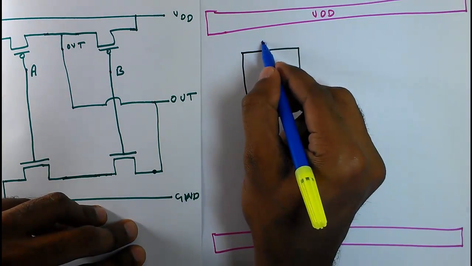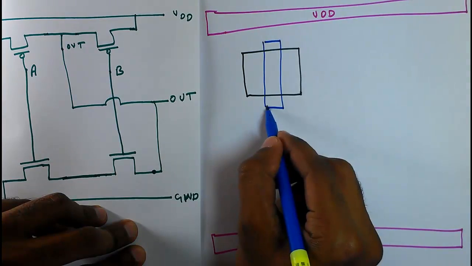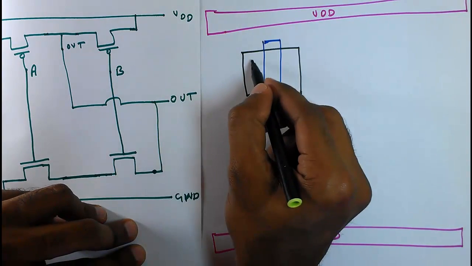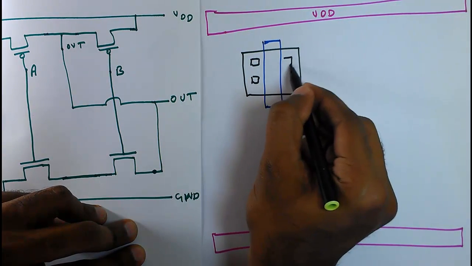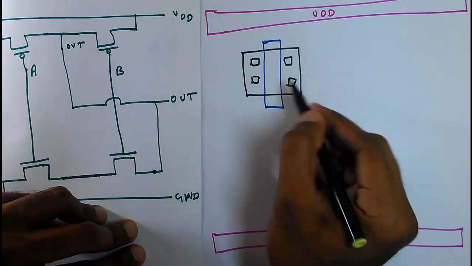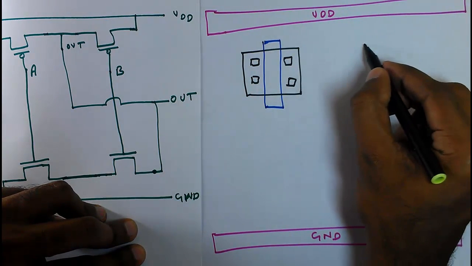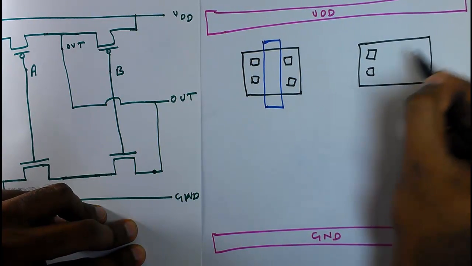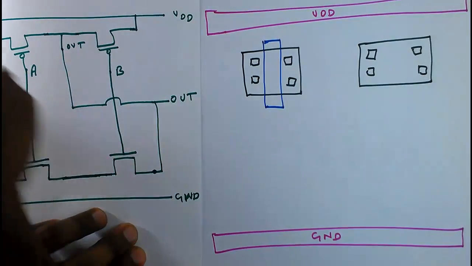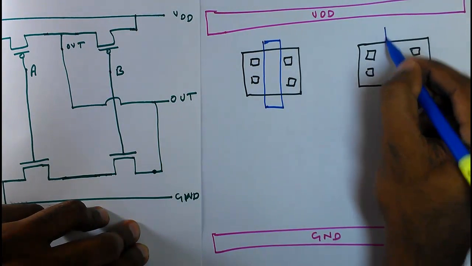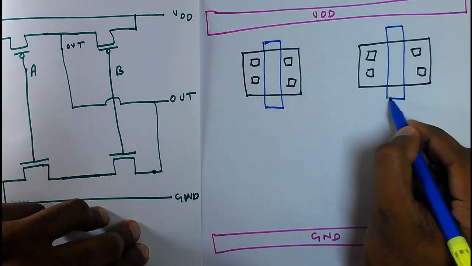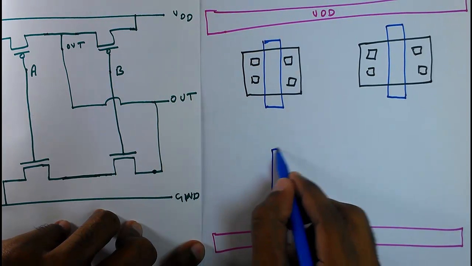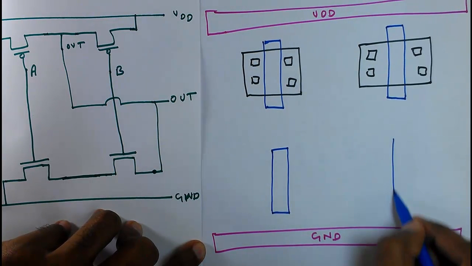Let's make it colorful. So this is the gate, and if you see the layout, you can see things like these are the contacts for source or drain, and we have another PMOS over here. This is the gate of that PMOS. Similarly, we have two NMOSes also, and I am drawing the gate first.